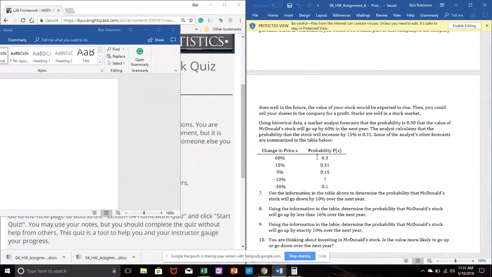Okay, the value that it is, minus 10%, the value that we have to find will be 0.14. Okay, that's the answer for the 7th one. Now it says, using the information in the table, determine the probability that McDonald's stock will go up by less than 16% over the next year.